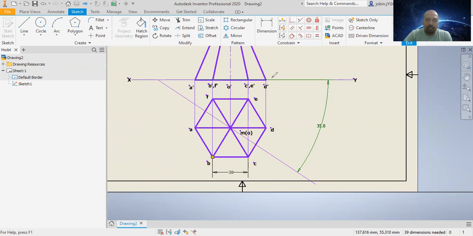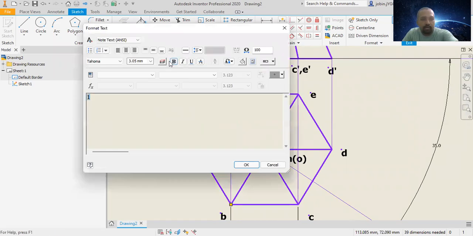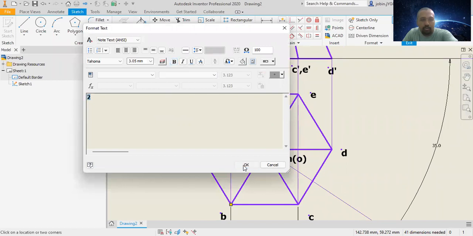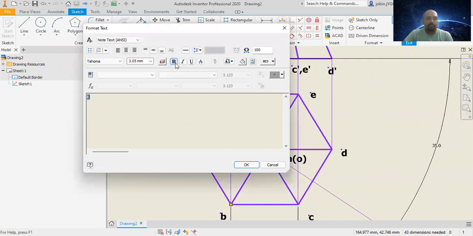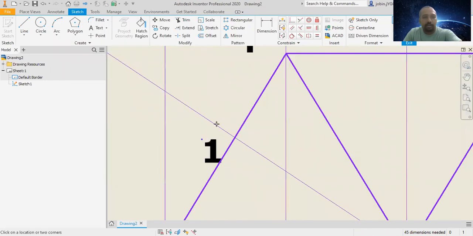Next, you have to name the cutting points. I will name here 1, then here 2, and then here 3. So these are the three cutting points.